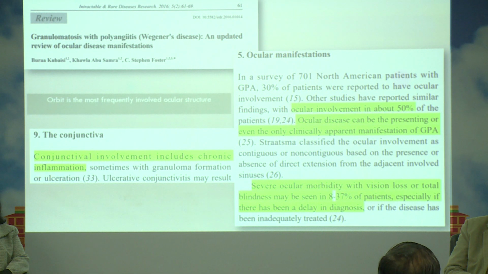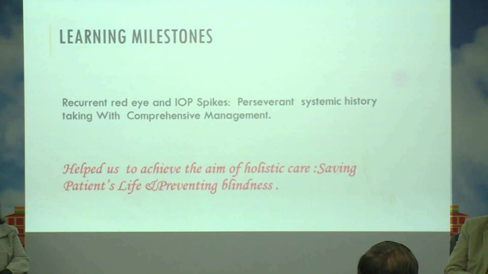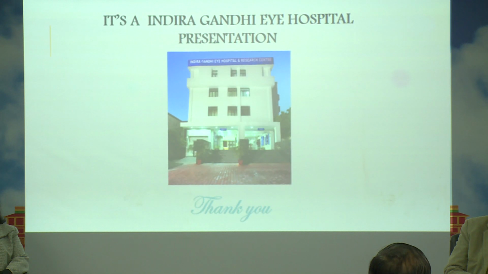So in our case, it was a redness of the eye which raised the alarm, with the erroneous raising of the IOPs. So again, I would conclude my presentation with the learning milestone that recurrent red eye and IOP spikes, perseverant systemic history taking with comprehensive management really helped us a lot to save the patient's life and control the vision loss for her. Thank you very much.